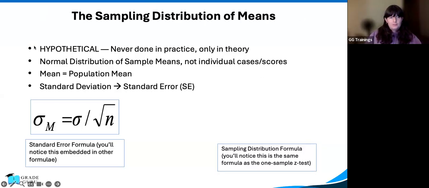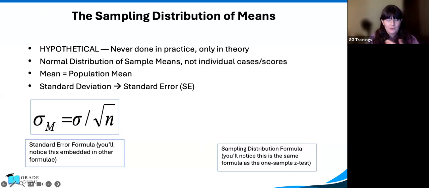So I mentioned the first 3 bullet points. And then for your sampling distribution of means, what changes is that your standard deviation on its own is no longer what we want. We want standard error. Basically, what we're doing with making it standard error is we're taking standard deviation and dividing it by the square root of n.